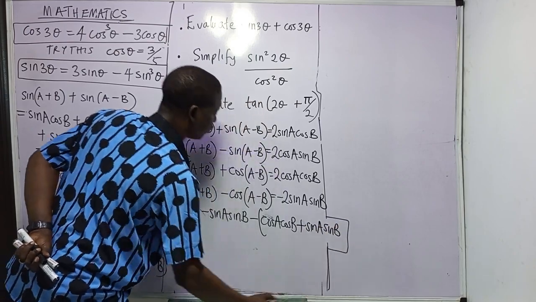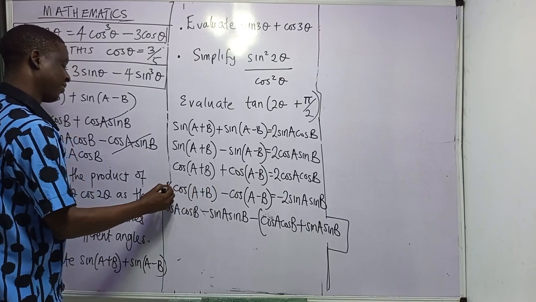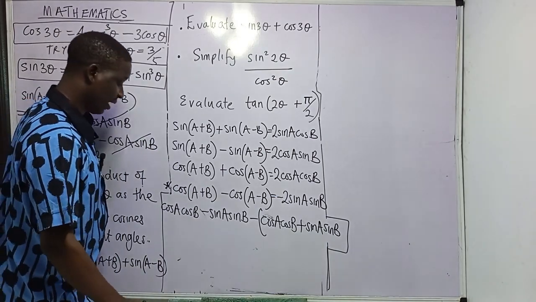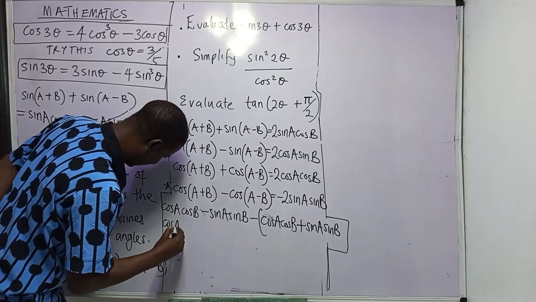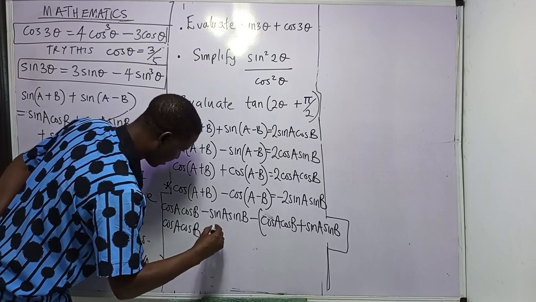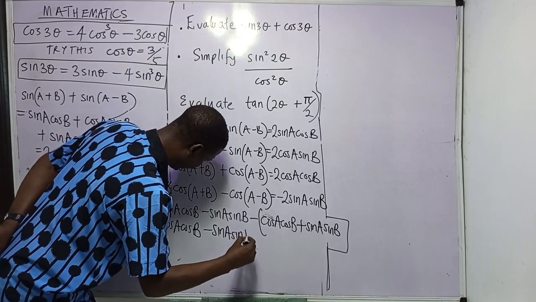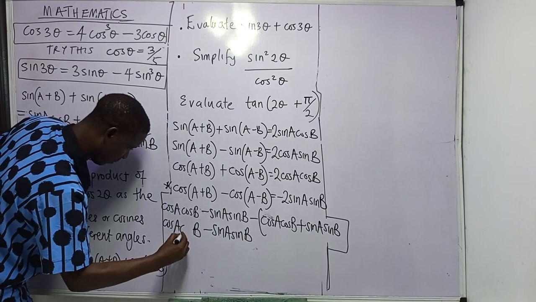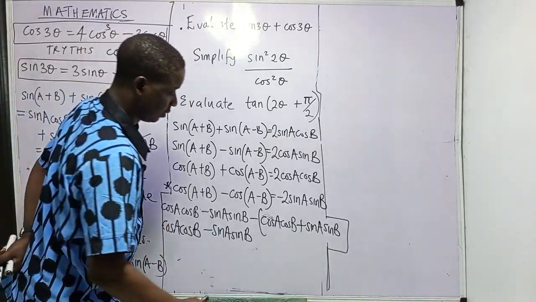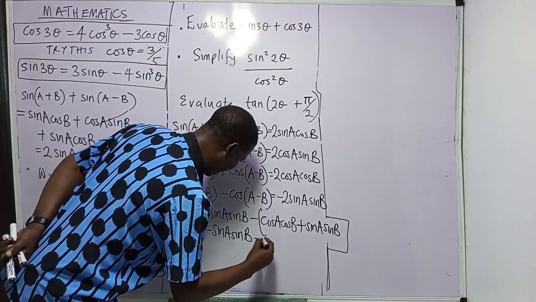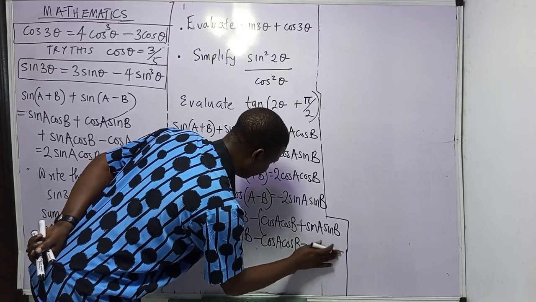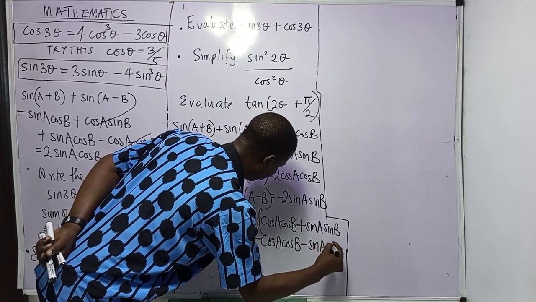Now what I'm saying now is I want to use this one as a case study, the last case. I'm working on this last one to see that what I'm saying is actually correct. I want to prove it right. Now this one now will not be what? Cos A cos B minus sine A sine B. Let me make it bold so that people can see it. Okay. We open the bracket. What do we have? Minus cos A cos B minus what? Sine A sine B.